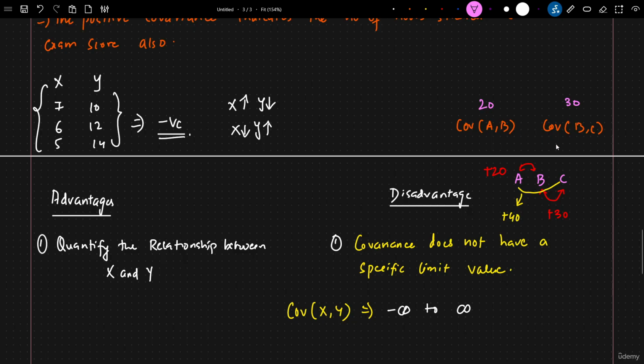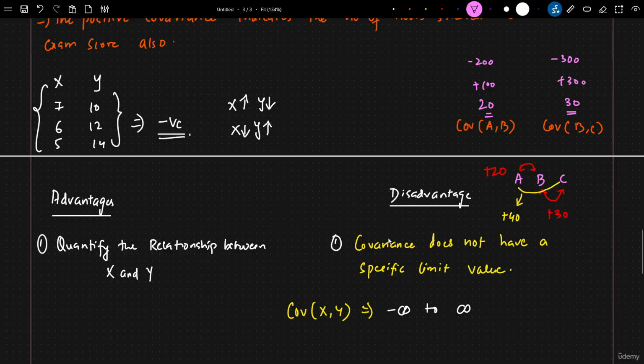The reason is very simple, because here we are not restricting. The limit value is not at all restricted. It can be plus 300 also, it can be plus 100, right? We cannot say which one is stronger. If it is minus 300 and this is also minus 200, we cannot say which one is much stronger. The reason is very simple, because covariance does not limit the covariance value, how much positive or how much negative. This is the major disadvantage, right?